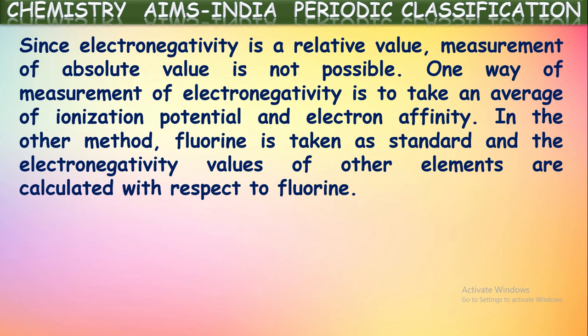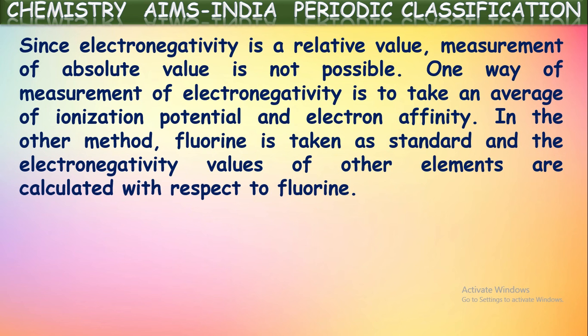Now, since electronegativity is a relative value, how do we measure this? We are going to see here. As electronegativity is a relative value, what does the definition tell us? It is the tendency of an atom to pull the electron pair towards it. It is just a behavior, so it is not the energy. So the measurement of an absolute value is not possible.